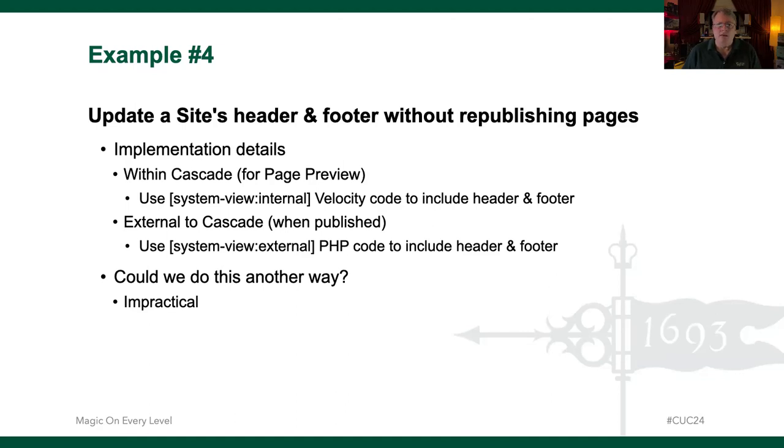Within Cascade, for page preview, two system view internal sections of velocity code include the header and footer Cascade assets, respectively, within the content page being previewed. External to Cascade, when published, two system view external sections of PHP code include the header and footer.php files, respectively, within the content page sent by the content server.